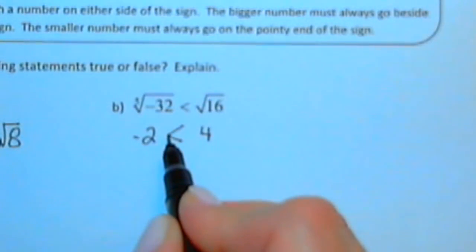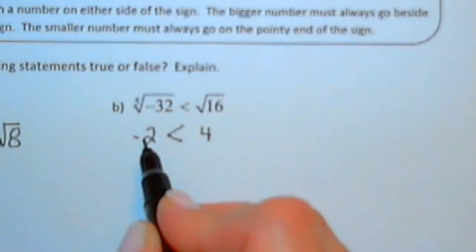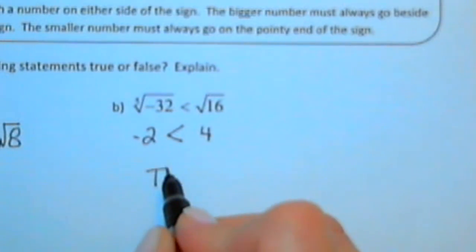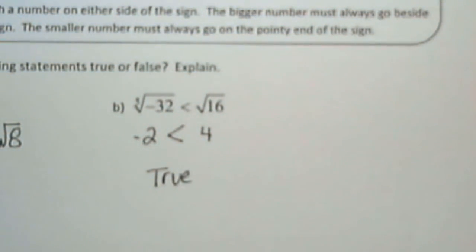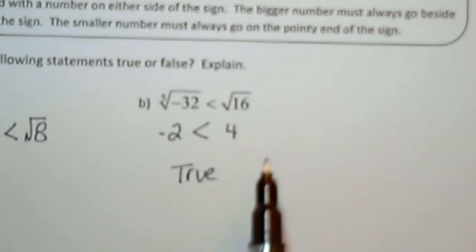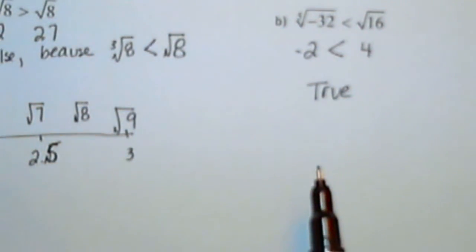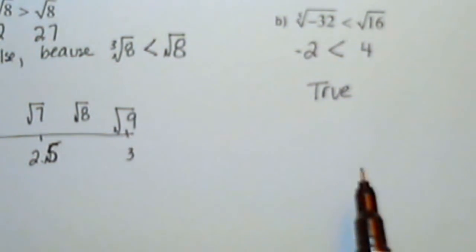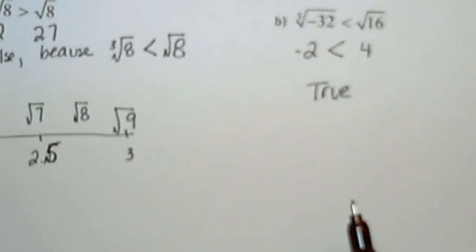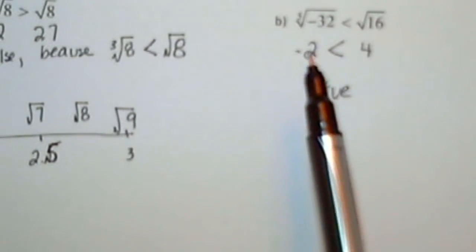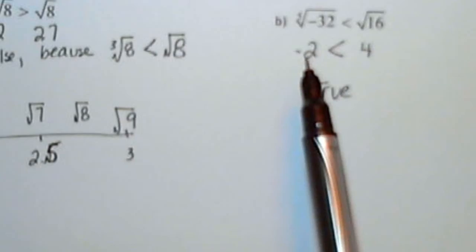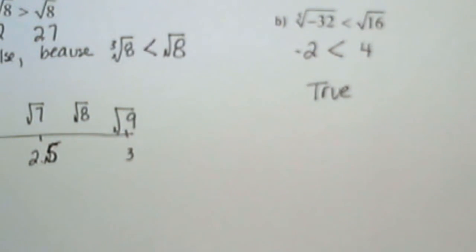So the fact that the small end of this sign is pointing towards the negative 2 is good, which makes it true. And when it asks you to explain, I've explained by verbalizing it. For full marks on a question, you would need to explain in words, writing them down, the reason that this in fact is true, because negative 2 is a smaller number than 4.